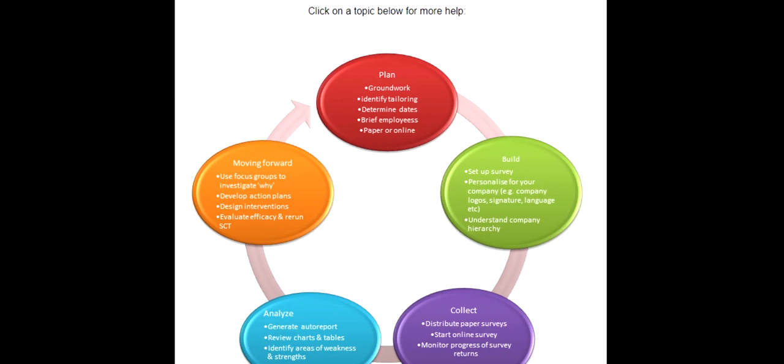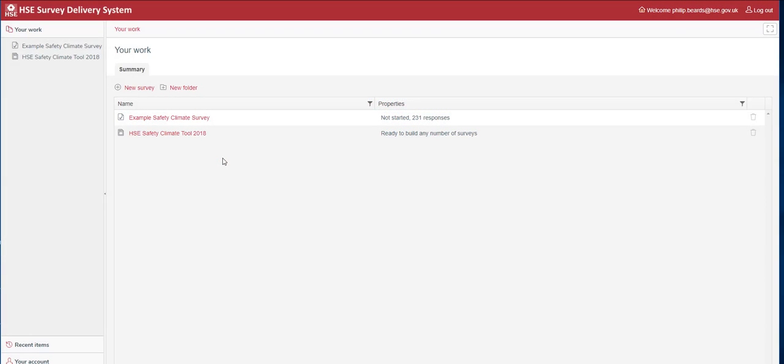The next phase of the Safety Climate Tool process is the build phase. In this phase, we build upon what we've already done in the planning phase, identifying those demographics and how we're going to distribute our survey.